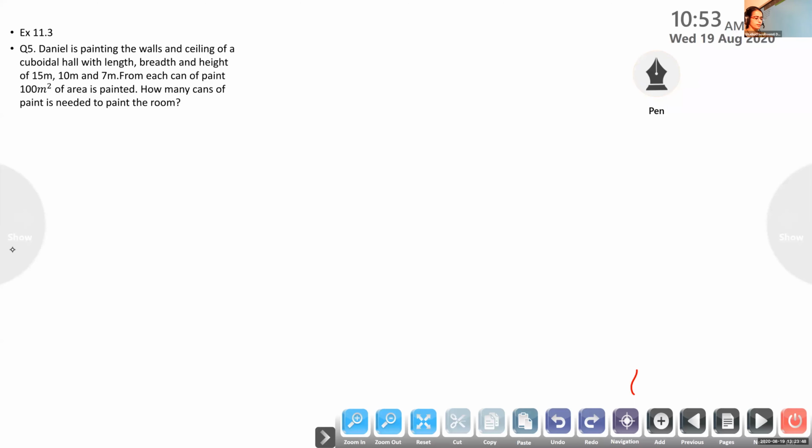Devika, read the question. Yes, ma'am. Daniel is painting the walls and ceiling of a cuboidal hall with length, breadth, and height of 15 meter, 10 meter, and 7 meter. From each can of paint, 100 meter square of area is painted. And how many cans of the paint are needed to paint the room?